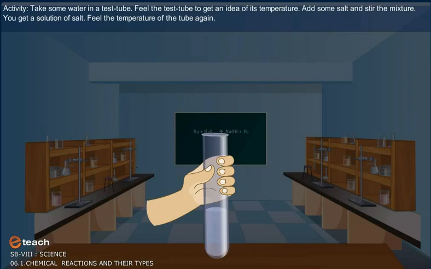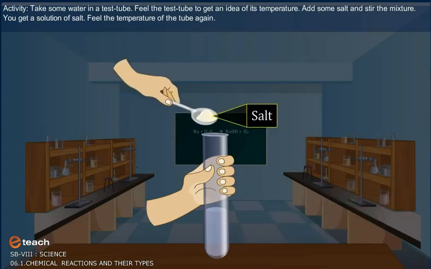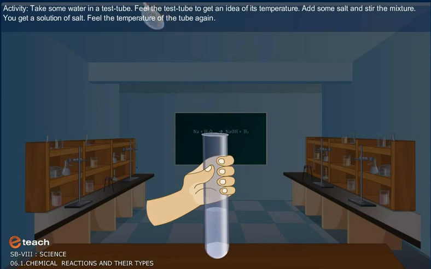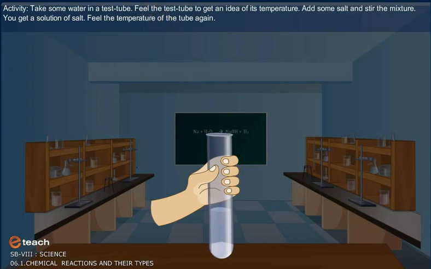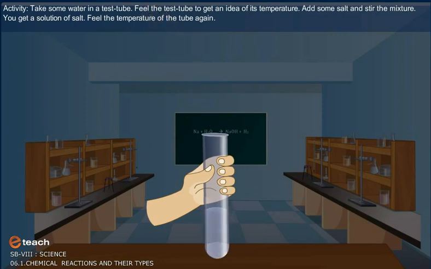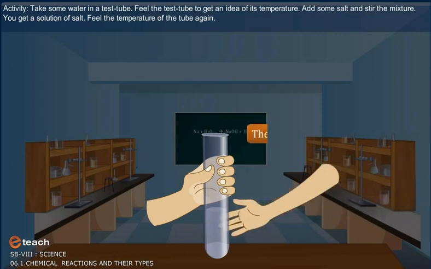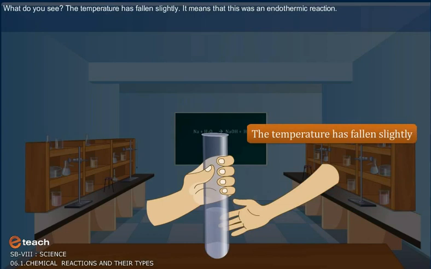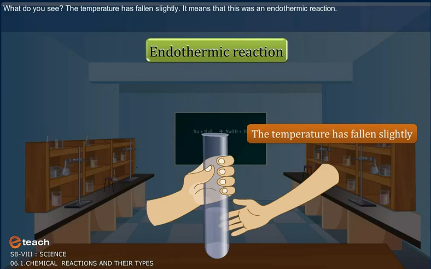Activity: take some water in a test tube. Feel the test tube to get an idea of its temperature. Add some salt and stir the mixture. You get a solution of salt. Feel the temperature of the test tube again. What do you see? The temperature has fallen slightly. It means that this was an endothermic reaction.